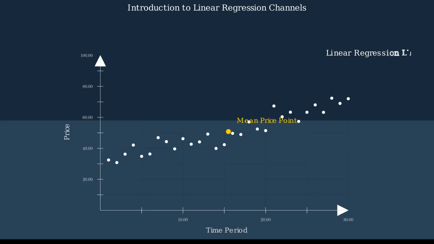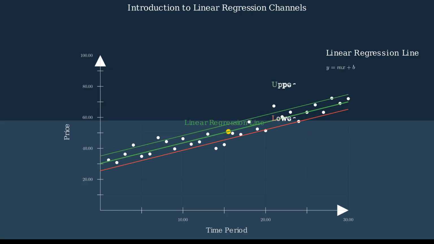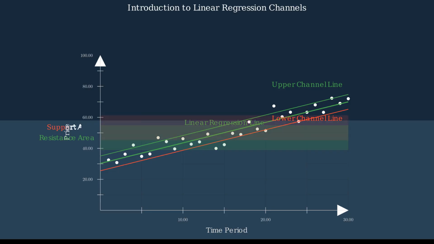The core of a linear regression channel is the regression line, which represents the best fit line through all price points. This line minimizes the total distance between itself and all price points, representing the average price path. To create the channel, we add two parallel lines above and below the regression line, typically set at a distance of 2 standard deviations. The upper channel line acts as a resistance level, where prices often struggle to move higher. The lower channel line serves as a support level, where prices frequently bounce back up.